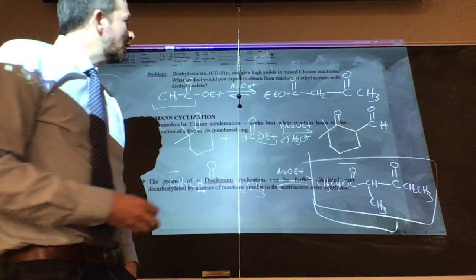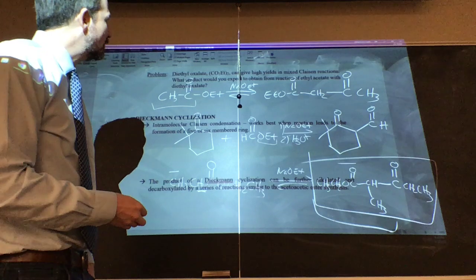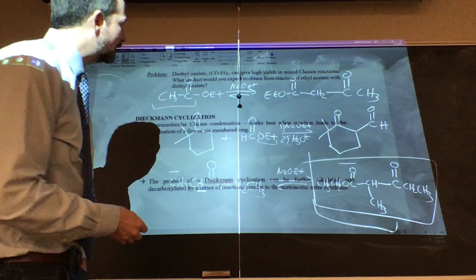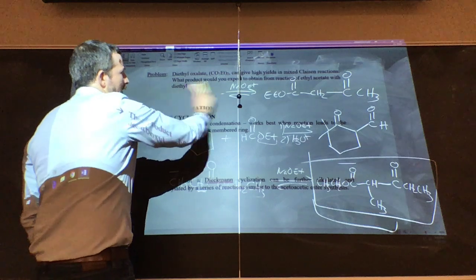If I look at the next problem, it says diethyl oxalate can give high yields in mixed Claisen reactions. What product would you expect to obtain from reaction of ethyl acetate with diethyl oxalate?